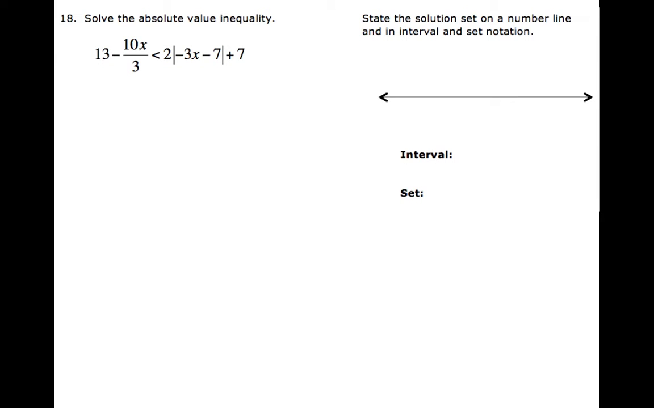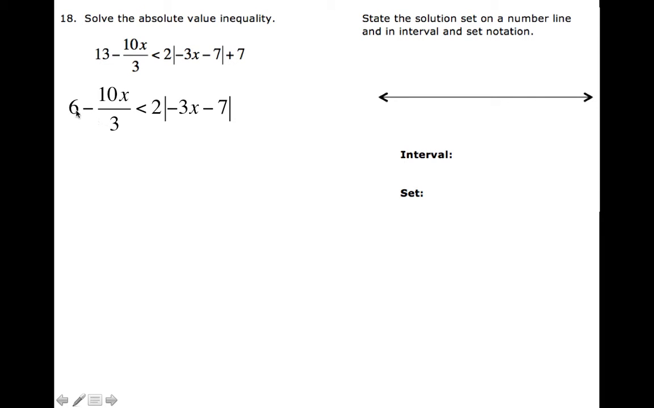Right, this video is about question number 18. We have this very big absolute value inequality. Again, with absolute values, you always need to get rid of all these numbers here first before being able to proceed. So I'm going to subtract 7 first. I subtracted 7 from 13, I got 6.